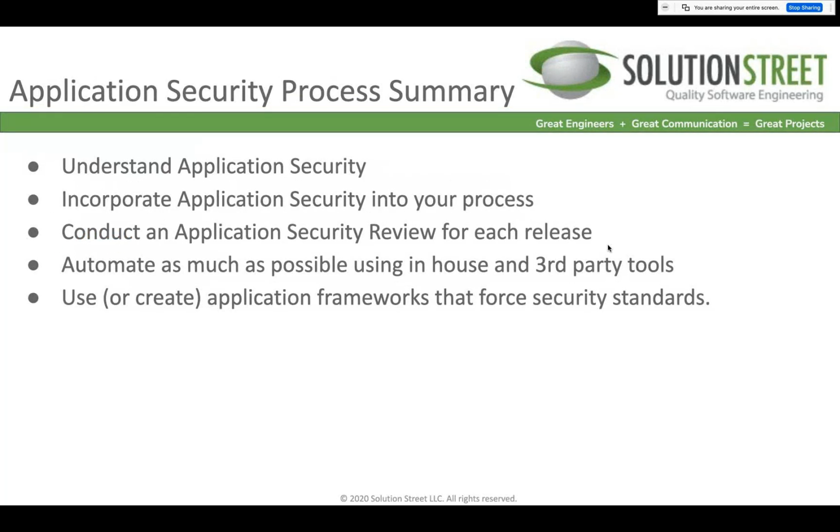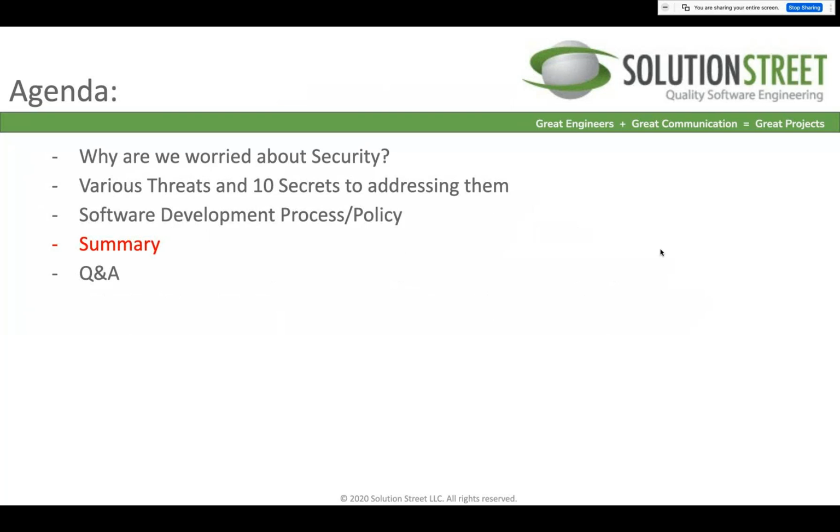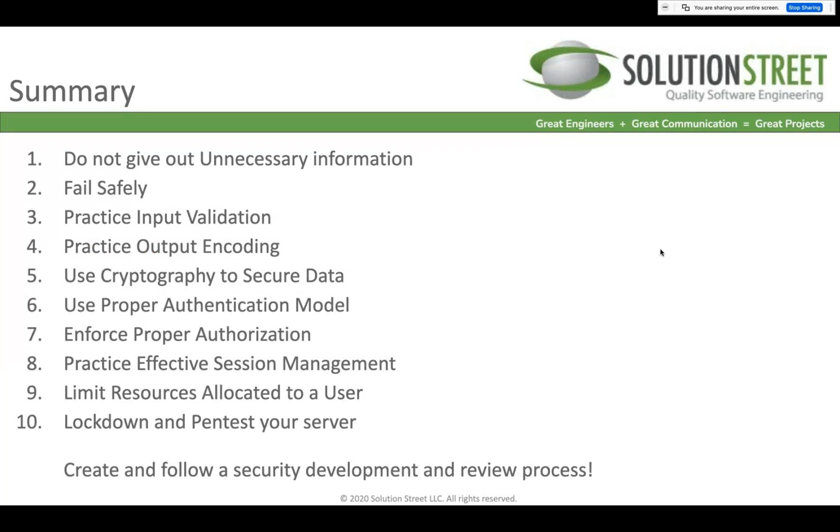Okay. So I want to summarize our process. We have to understand application security. We should incorporate it into our process. We should do a review for each release, each component, each service. We should really try to automate as much of our security testing, our penetration testing, anything we can, just to make sure it's happening all the time. And we should leverage frameworks whenever possible to follow best practices. So there's the summary, the 10 secrets.